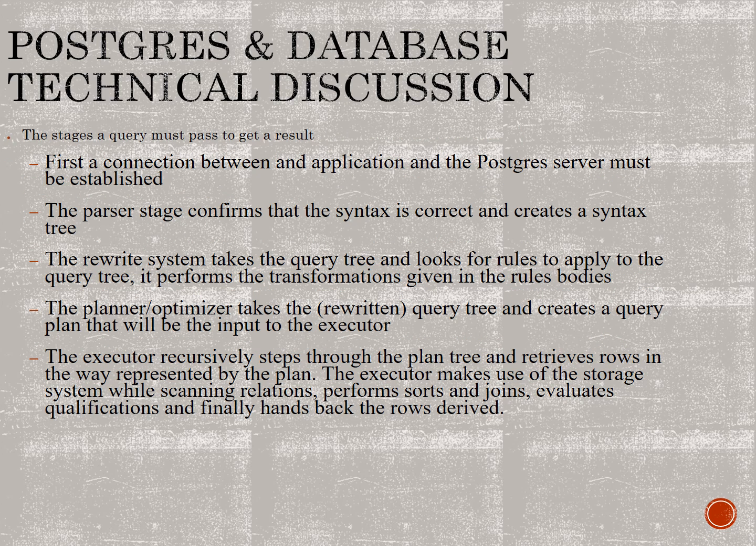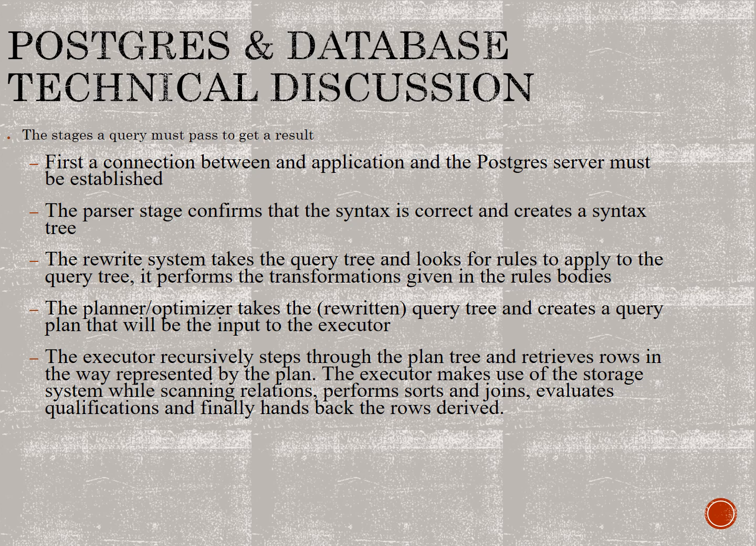Alright, let's go over how I query, the stages the query must pass to get a result. A query is basically, it's a query. It's you asking the database to do something for you, to input something, to output something, to add, delete, whatever. Alright, so to do a query, here's what has to go. First, a connection between the application that is submitting the query and the Postgres server must be established.